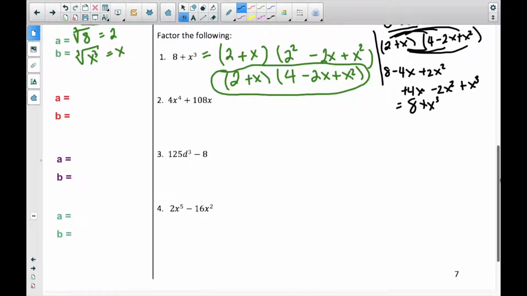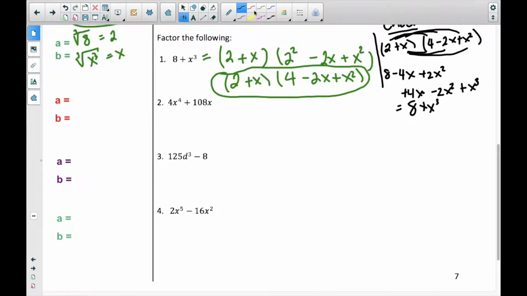You do not have to do a check on every problem, but I just am doing it there so you can see how it works and understand that it does work, and also understand that if you're on a test or a quiz and you have extra time and you want to check your work, that's how you would do it. Let's look at this next example.